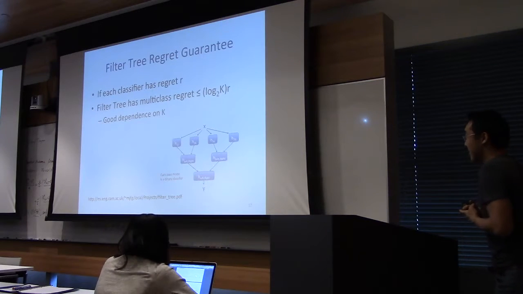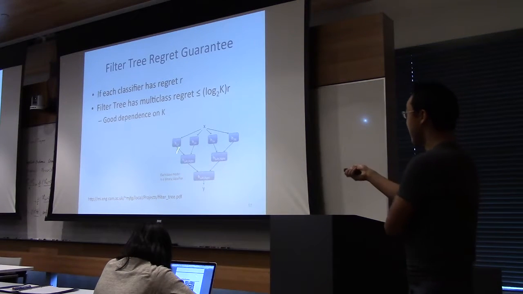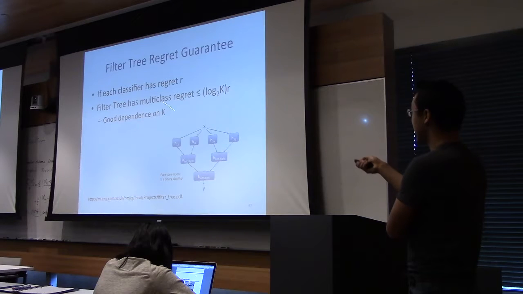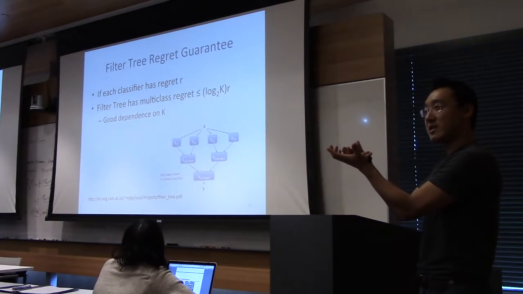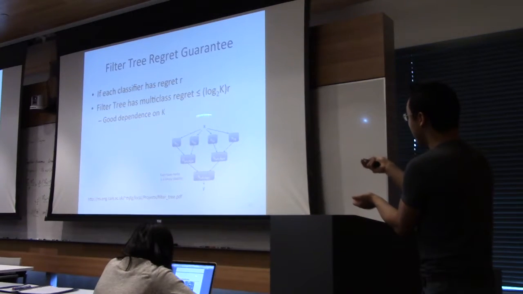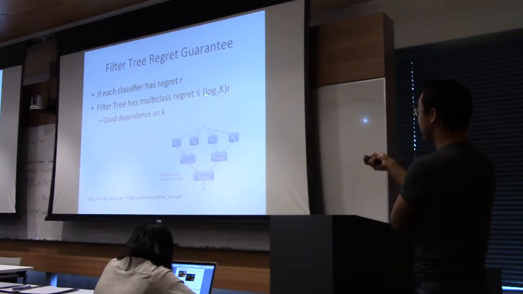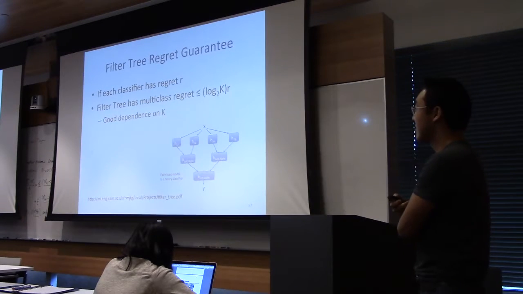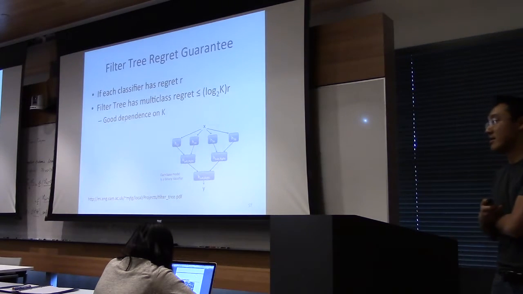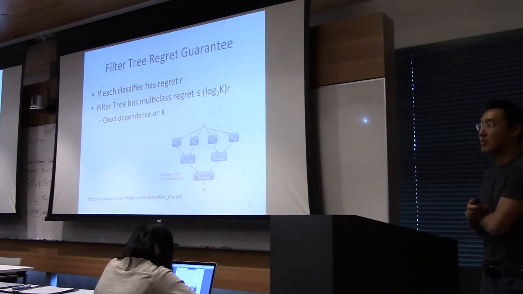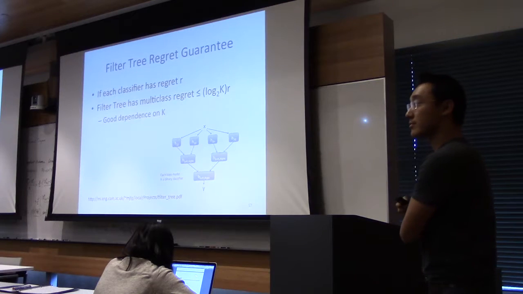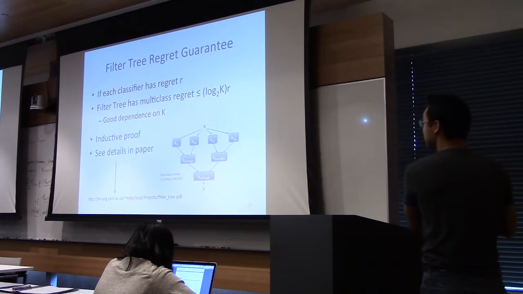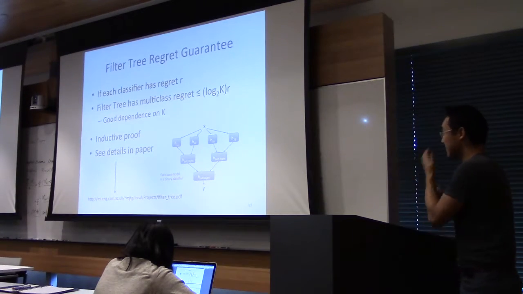Here is the filter tree regret guarantee. Suppose each classifier has regret at most r relative to its own training set that it was given. Then the whole process has multi-class regret at most log base 2 of k times r. This is a much better dependency on the number of classes than one versus all. It's an inductive proof; you can see the details in the paper.